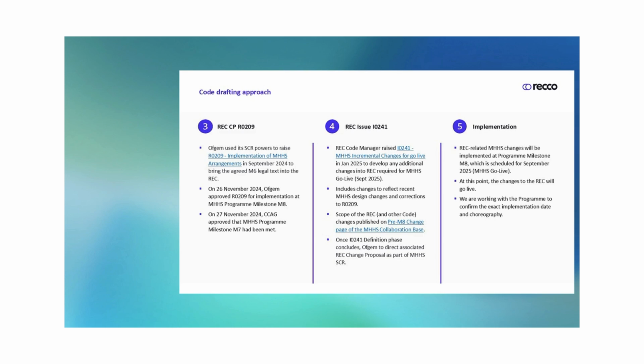Once that REC issue group has concluded, we're expecting Ofgem, and I think Ofgem have agreed, to raise the REC change later this year using its SCR powers. Those REC changes will go live at a programme milestone called M8. That's currently scheduled for Wednesday, the 24th of September in the programme plan, but we're expecting this to be moved to Monday, the 22nd of September, because that's the date that the systems all turn on after the cut-over weekend.